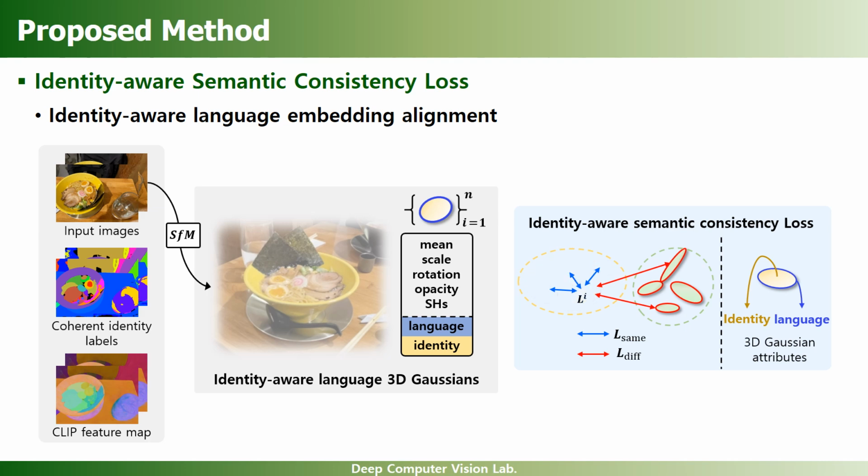For Gaussians with the same identity, this loss maximizes their Gaussian similarity, pulling their language embeddings closer in the latent space. For Gaussians with different identities, it minimizes their Gaussian similarity, pushing them apart. This alignment ensures that the same object maintains consistent language embeddings across all views.